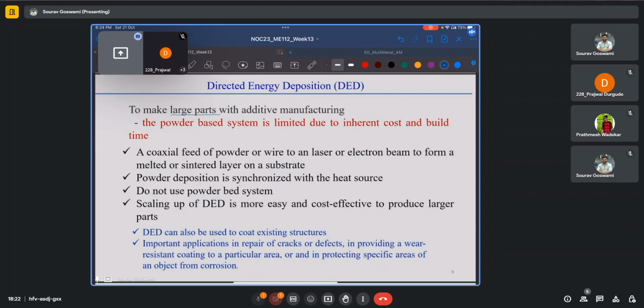And again, the powder bed system itself is limited because of the inherent cost and build time, as well as the size of the parts being limited by the size of the powder bed. We know that the larger the powder bed we take, irrespective of the final dimension of the part itself, we have to fill the entire bed with powder for the process to take place. And for the direct energy deposition type processes, the powder deposition has to be synchronized with the heat source. And the scaling up of DED from an industrial or commercial perspective is easier as well as more cost effective.